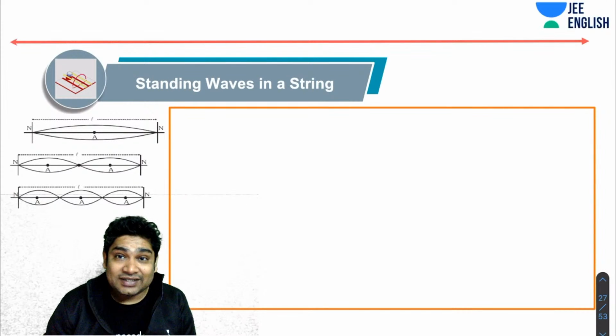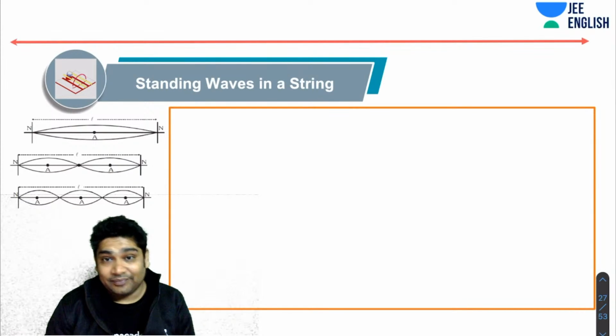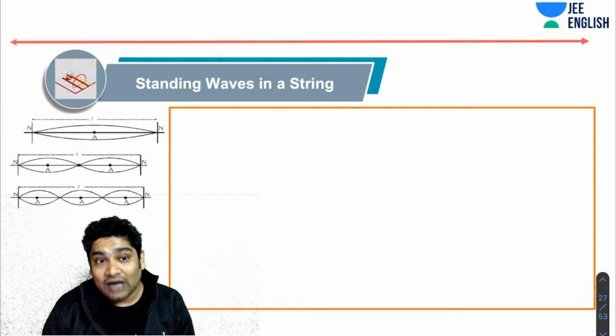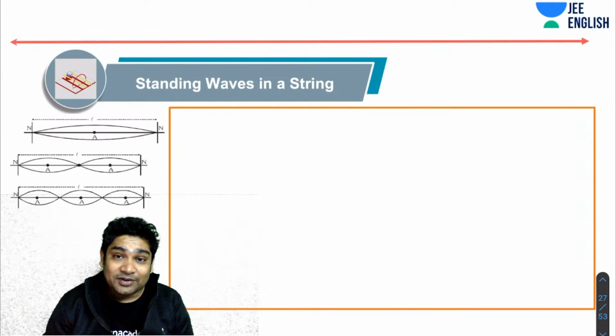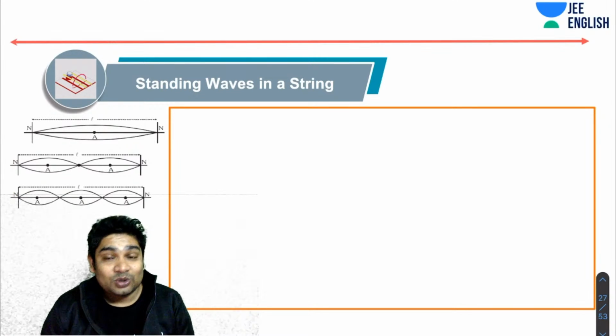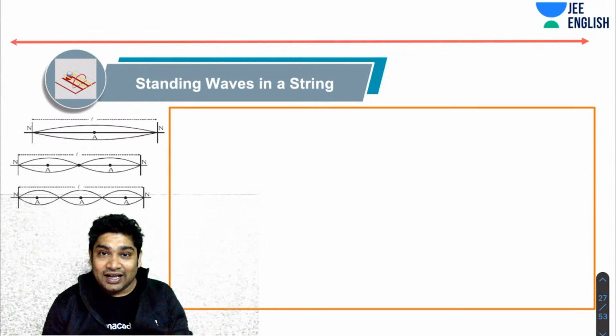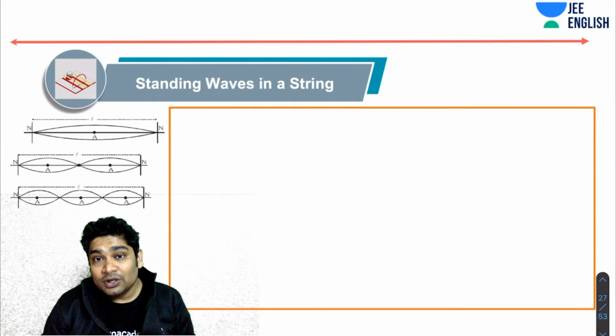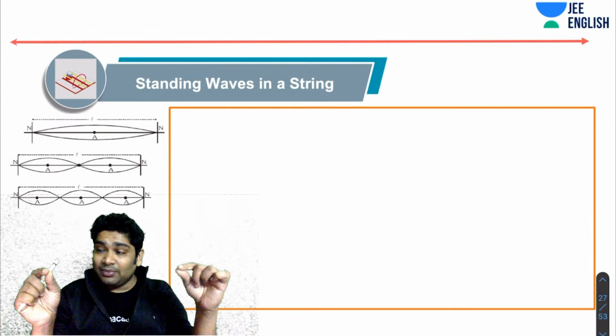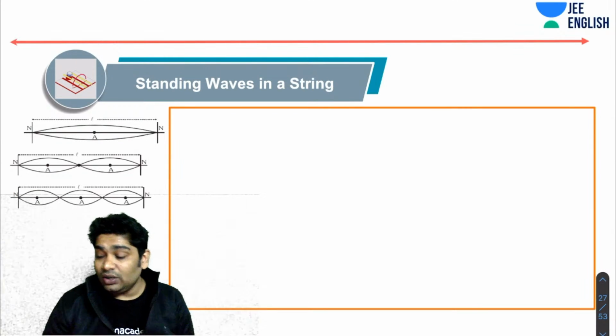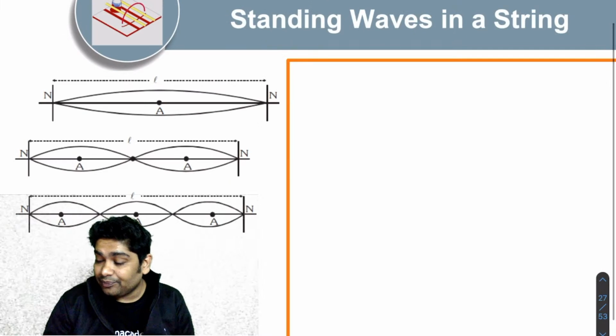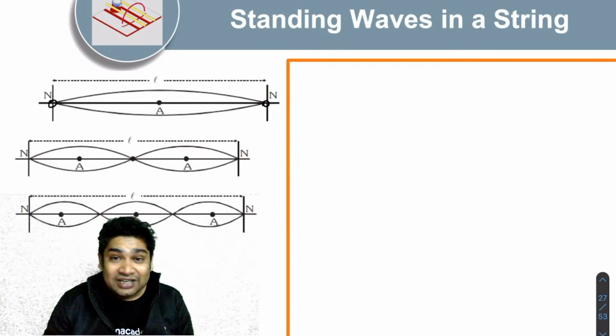Next, we'll talk about standing waves formed on a string. So on a string, you must have seen this in guitars and all the musical instruments that you are playing. You pluck the string and you have standing waves. Due to the string being bound, the two ends are forced to be nodes.